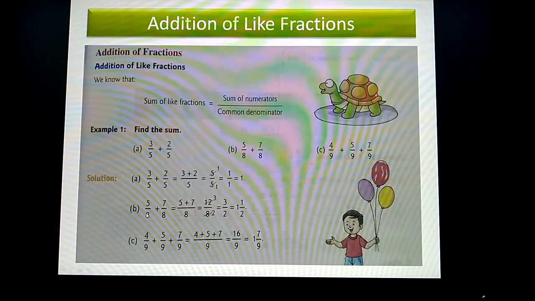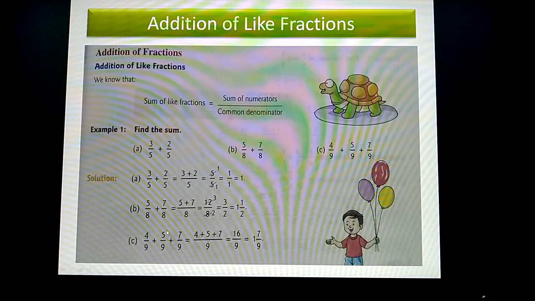Similarly, in question number B, 5 by 8 and 7 by 8, if we add, then 8 is the common denominator, and 5 plus 7, as we all know, is 12. Now since we can reduce it, we have to reduce the fraction to the simplest form. So we can reduce 12 and 8 by 4. By 4, 12 goes 3 times, and by 4, 8 goes 2 times. So we have reduced it to 3 by 2. And again we can convert this improper fraction into a mixed fraction. Clear? Similarly, in option C also the same thing has happened.